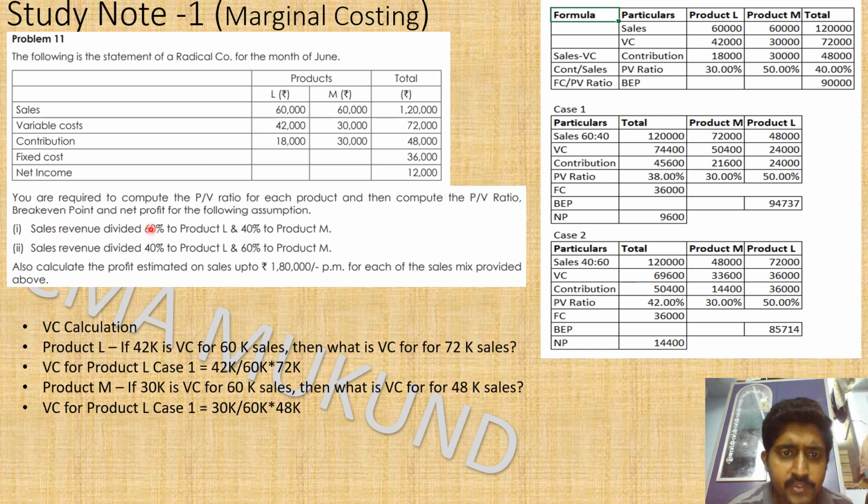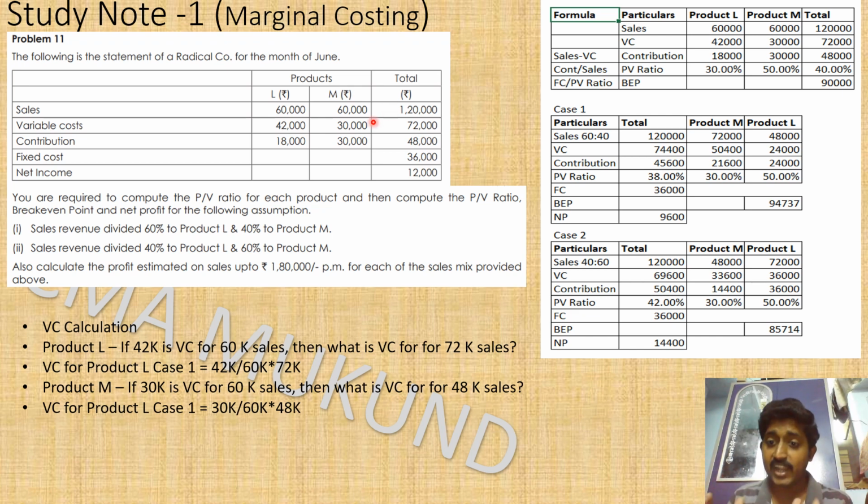So the PV ratio for each of the products, and then compute PV ratio, break even point, net profit for the following assumptions. The following assumption is given: sales revenue is divided 60%, 40%. Which means they are asking you to maintain the sales revenue at 1,20,000 as given in the question.